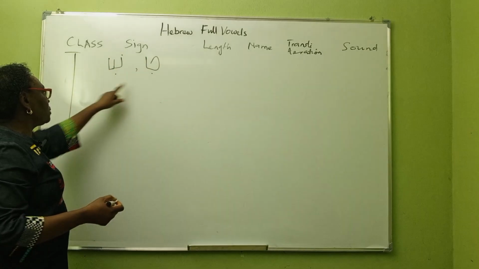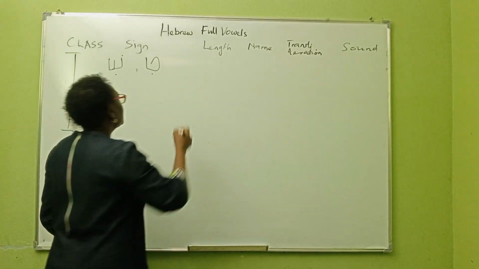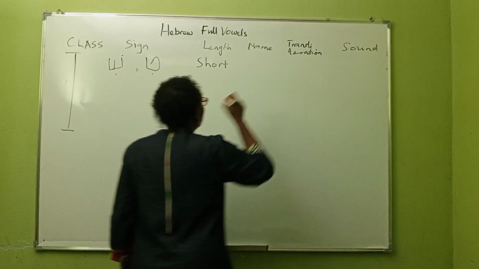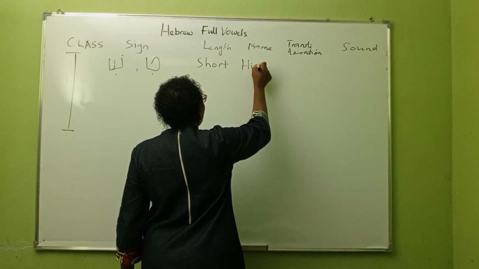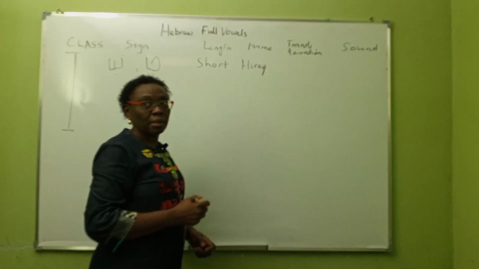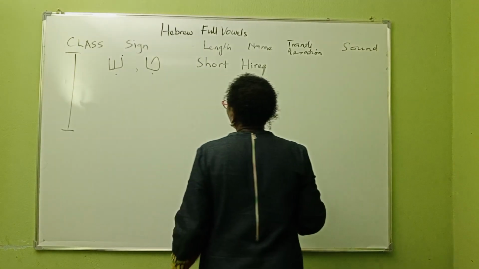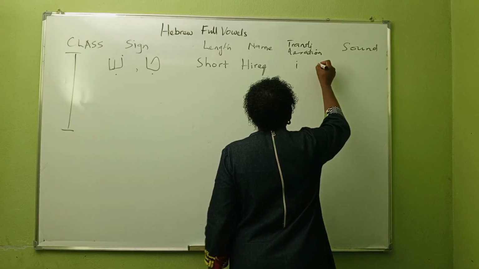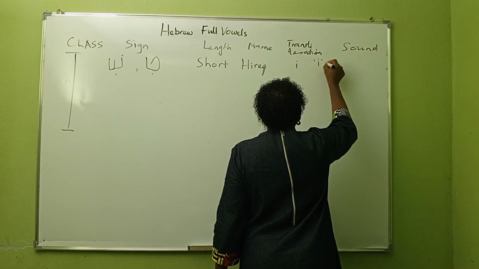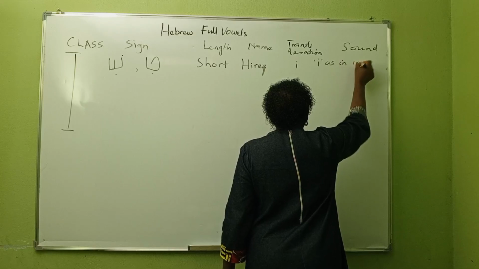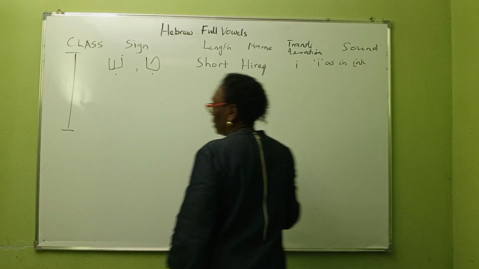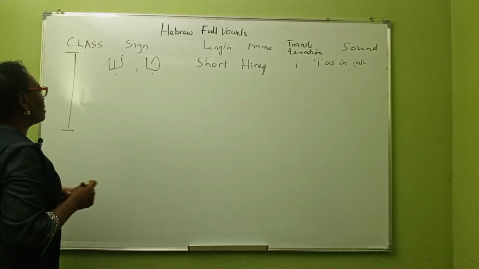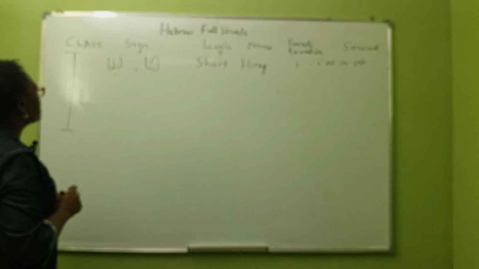This is the vowel. In terms of length, it is a short vowel. In terms of name, it's called Hirek. His name is Hirek. In terms of transliteration, it is E. In terms of sound, we say E as in ink. It's an E class vowel. This is Hirek. It's called Hirek. All right.